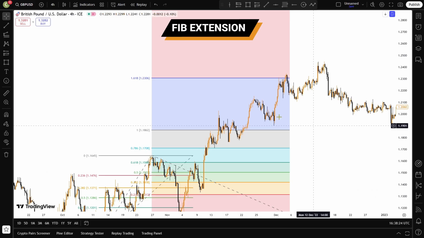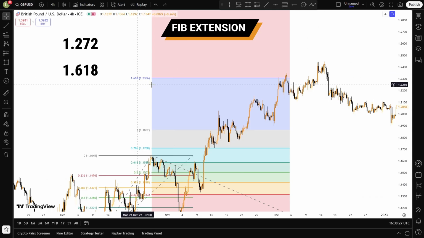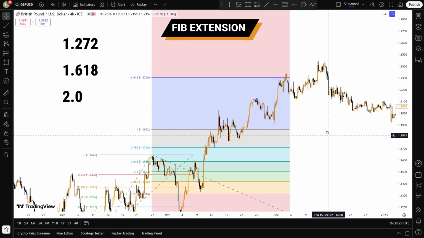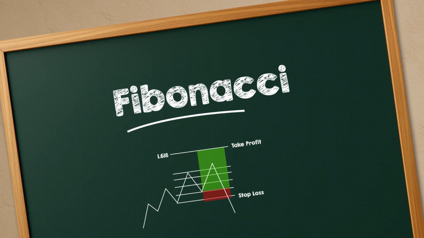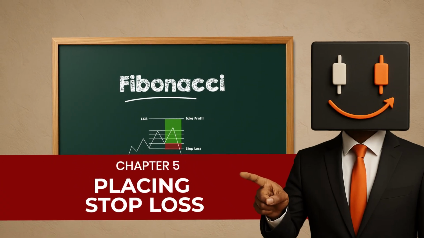The popular levels here are 1.272, 1.618 and 2.0. If you've entered a retracement, these give you calculated exit zones. Many traders love 1.618. It's like the golden take profit zone. Think of it as a market sweet spot.